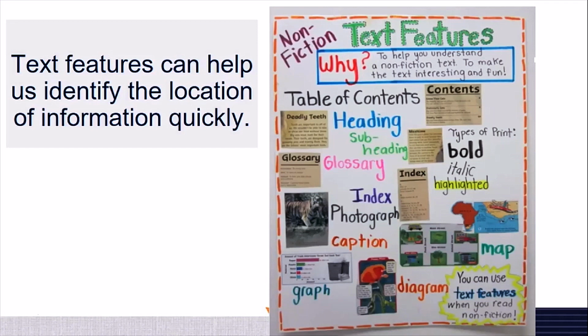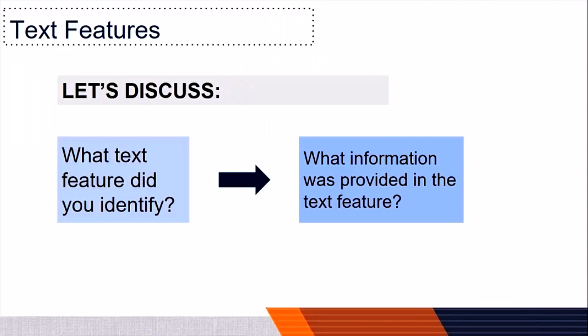Think about the text that you've read so far in class. Have you seen all of these text features? You're about to read a text that went out in the second grade newsletter. So you are going to read an article. While you're reading this article, I want you to think about the following things. What text features can you identify in this article? After you identify the text features, see if you can figure out what information is provided in the text feature.